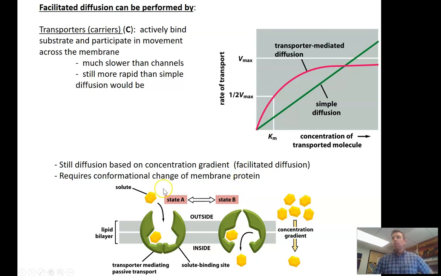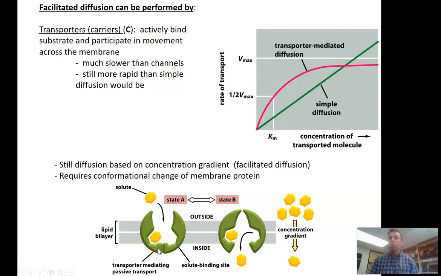Now, if you have a lot of solute on this side, high concentration, and low concentration here, then when it's open to this side, you have a high chance of solute binding. And when it's open here, it's going to diffuse to where there's very little. And then that will trigger opening back up. So it still is only moving from high to low. If you didn't have a concentration gradient, it doesn't matter how many times this thing opens up to one side or the other, you're still not going to get a net movement.